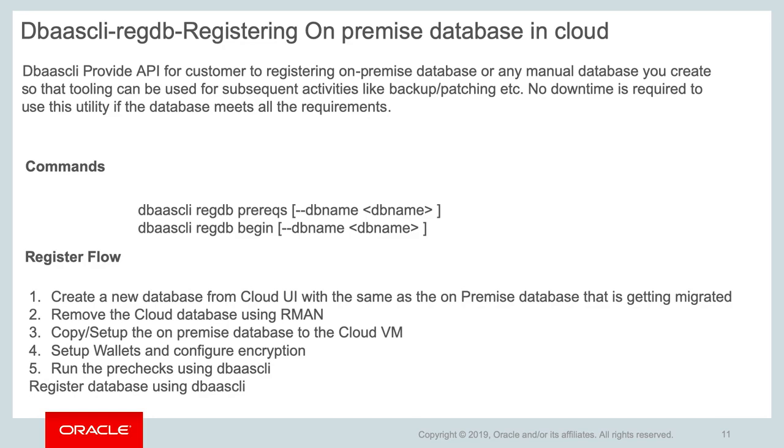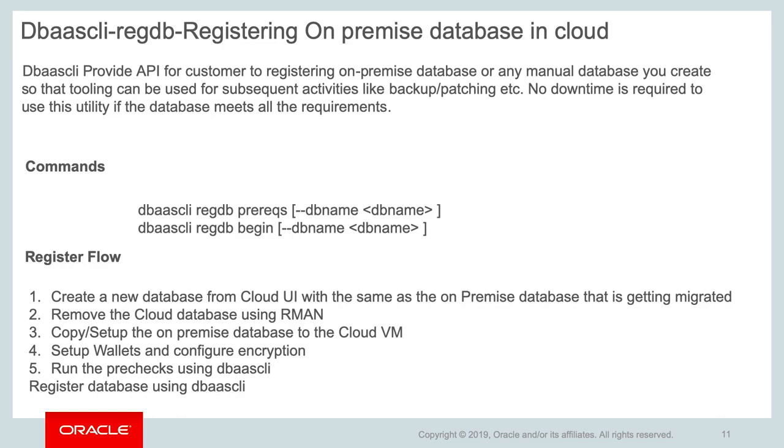There are certain steps we have to follow here. The commands you see here are Diva CLI ResDB prereqs, where you specify the database name, and then ResDB begin. These are the two important commands, and we will see what steps could be involved in bringing a database from an on-prem environment to the cloud. These steps could be around creating a database with the same name as the on-prem database so that the cloud registries are populated. This is one of the important aspects.